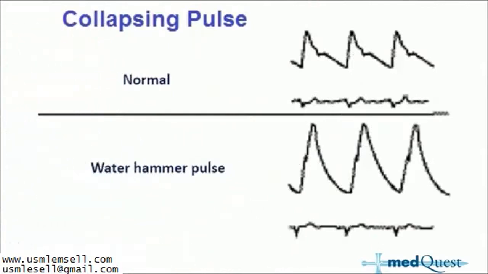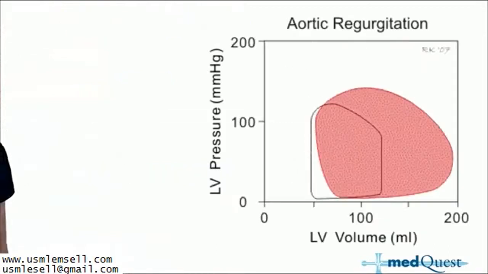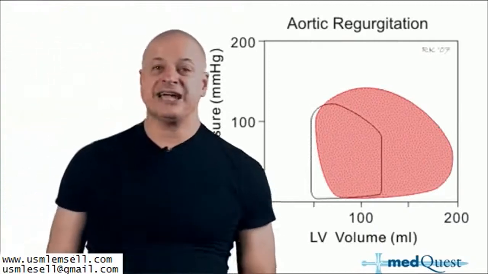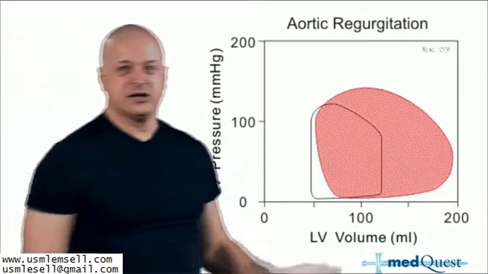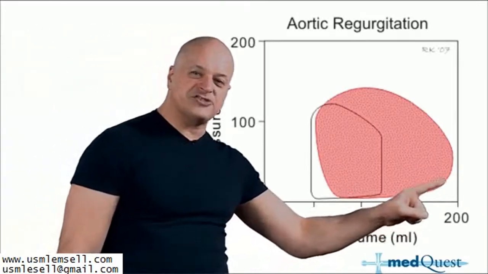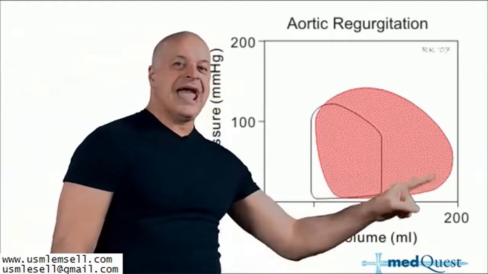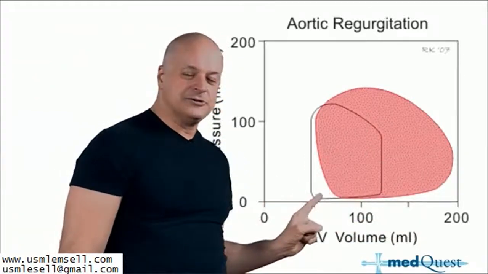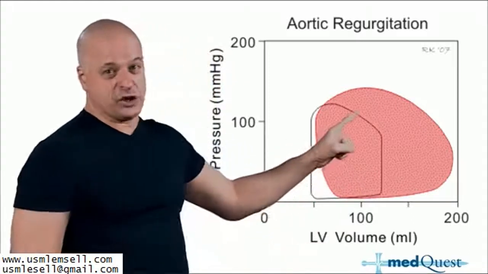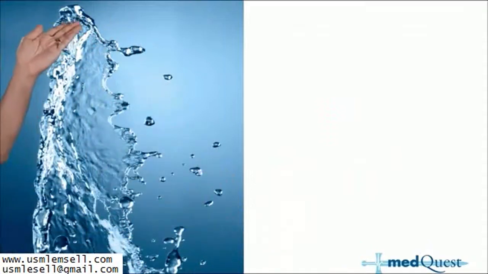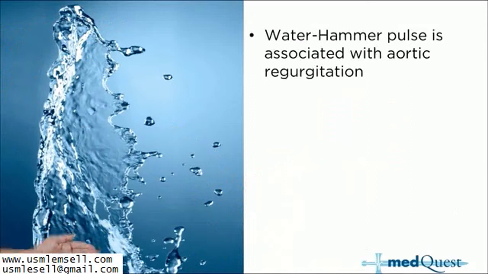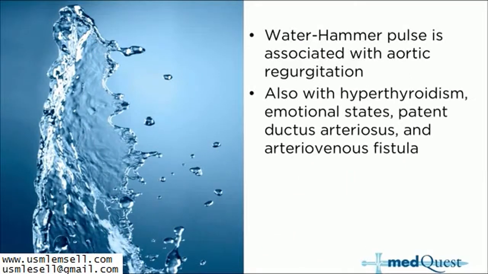There we go. The difference between a normal pulse and the high bounding pulse of the water hammer or Corrigan's or collapsing pulse. And it is a sign of aortic regurgitation. Splash! Up, down. Oh, look at all the big filling, excess filling. Remember mitral stenosis only went up to there? Excess filling, splash! Because it's going to be wasted. It's going to go backwards. You get a big up pulse, because it falls back down, doesn't it? So water-hammer pulse is aortic regurgitation.